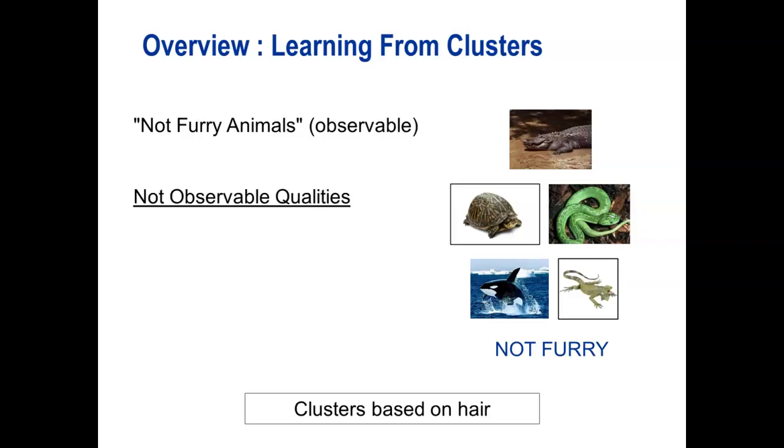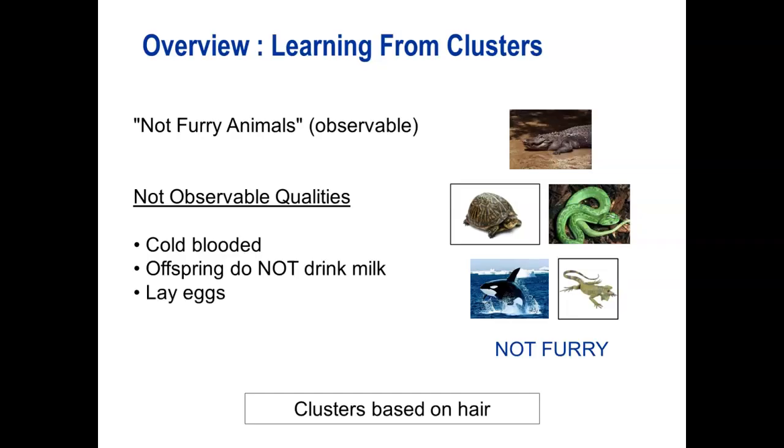So now I can also learn stuff that is not observable. For example, they are cold-blooded. So if it gets really cold out, these animals will not survive. Their babies do not drink milk, and they don't lay eggs. But wait, remember the killer whale? The whale is a mammal. So not only was this killer whale in the wrong cluster, he was incorrectly classified, so none of these things apply. So it's not perfect.